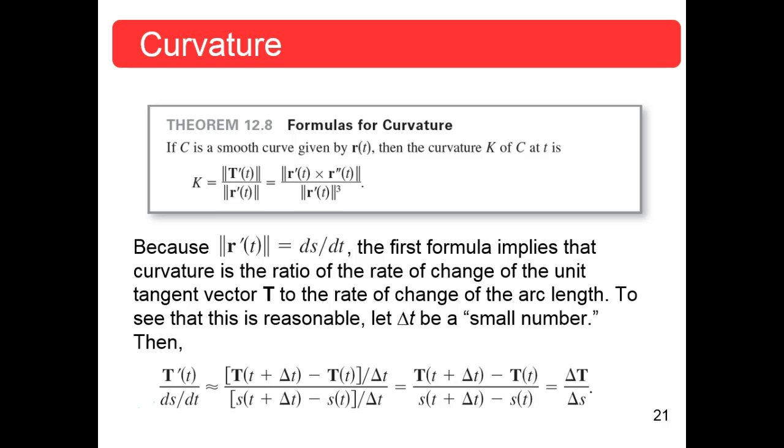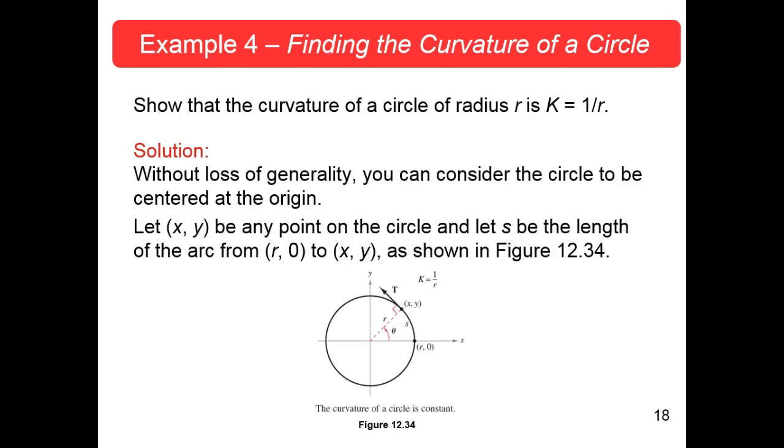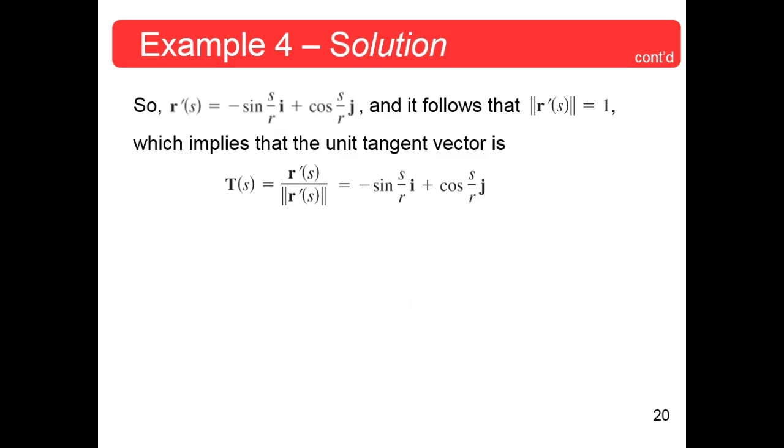Earlier, let me scroll back just a little bit, we had that the curvature was the magnitude of the first derivative of your displacement vector with respect to your arc length parameter. But remember, the arc length parameter is sometimes a very difficult thing to find, sometimes almost impossible. So usually you don't have the situation where you can use a formula like that. So these are the alternatives to that one.